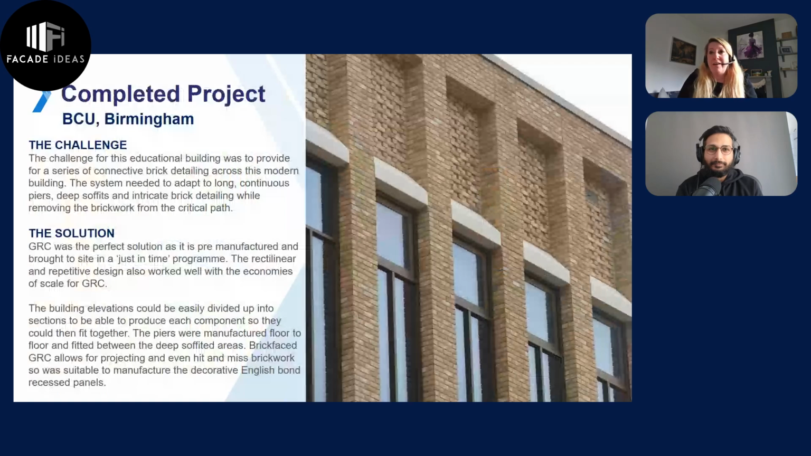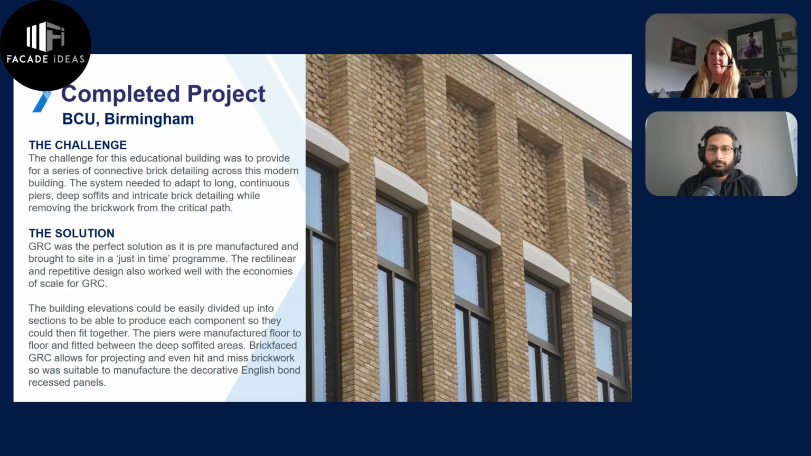So just a quick example of a completed project that we have. BCU, Birmingham City University in Birmingham, obviously. The challenge we had here was there were lots of different features, and what was the correct product to meet the demands of all the features that were required.